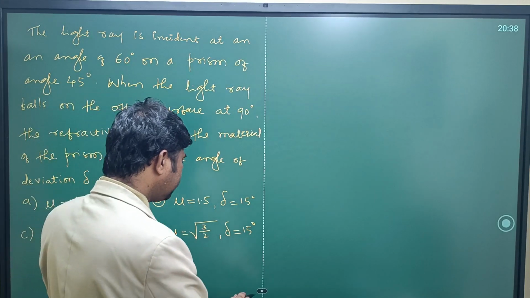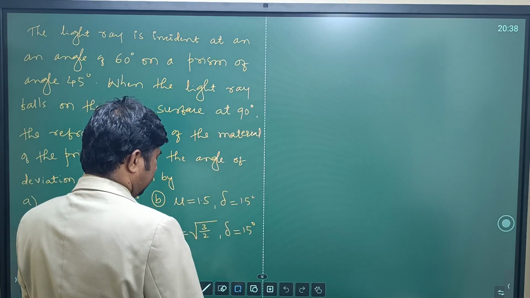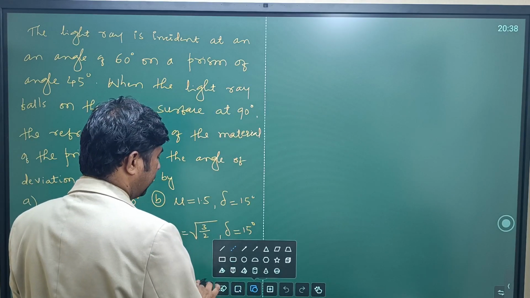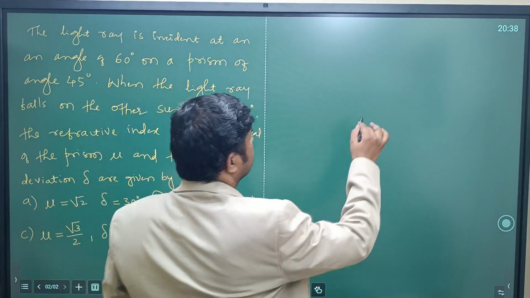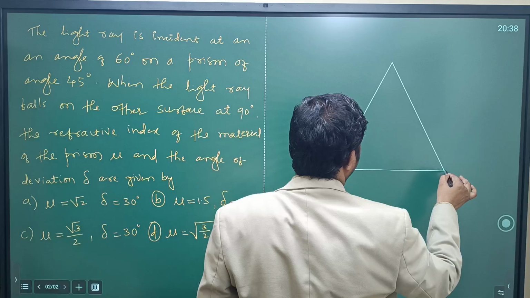Now see how we should solve this. Let us take a simple example. They have given, I will take, this is one prism. Clear?